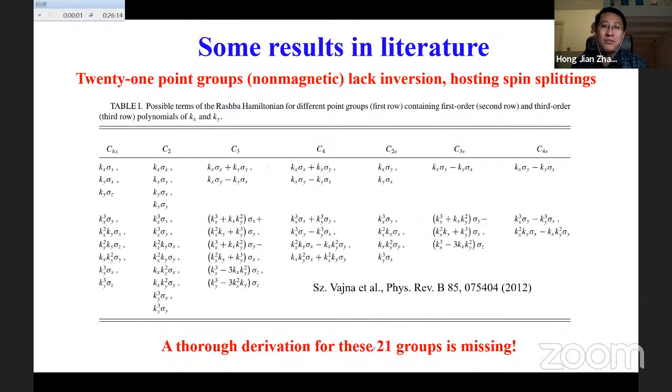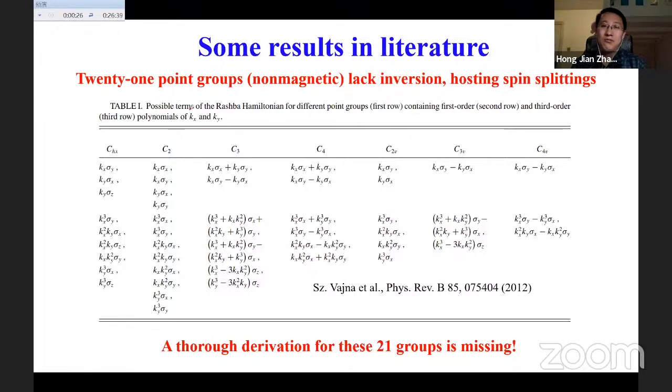Under this spirit, by searching the literature, we will see that for some typical point groups, symmetry analysis has been carried out, arriving at several typical spin splitting couplings. In crystals, there are 32 point groups. Among the 32 point groups, there are 21 which lack inversion.